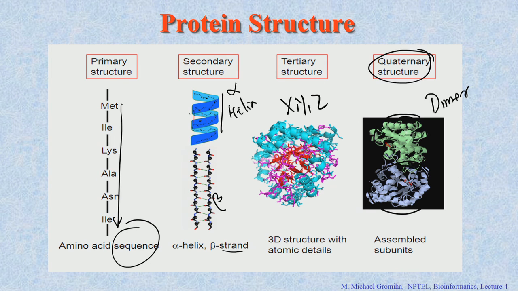In the next class we will discuss more about the primary, secondary, tertiary and quaternary structures, what information we gain from each of them, and how this information is used to understand the mechanism as well as the function.